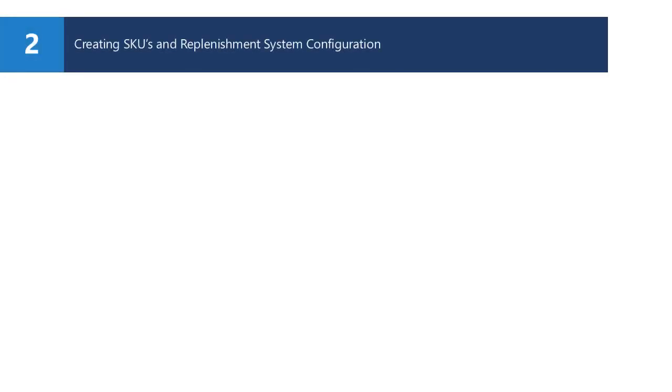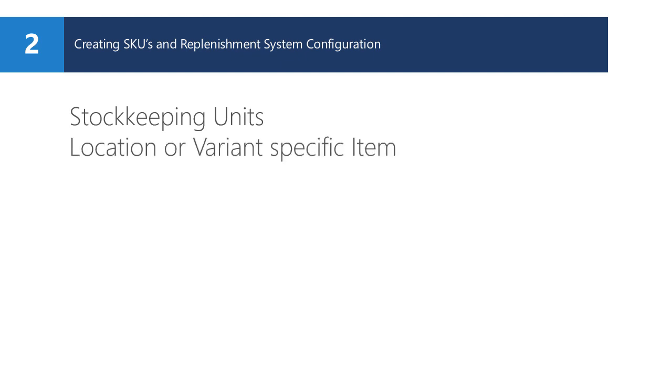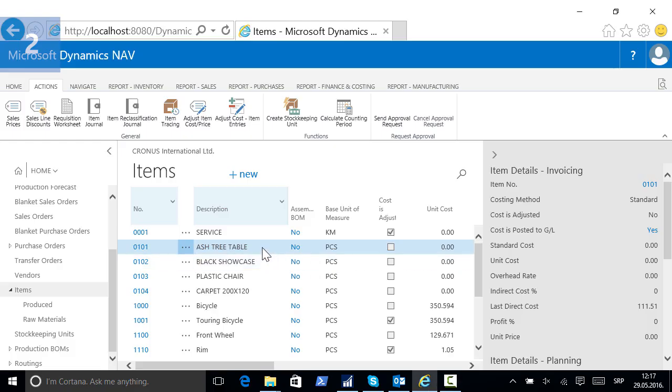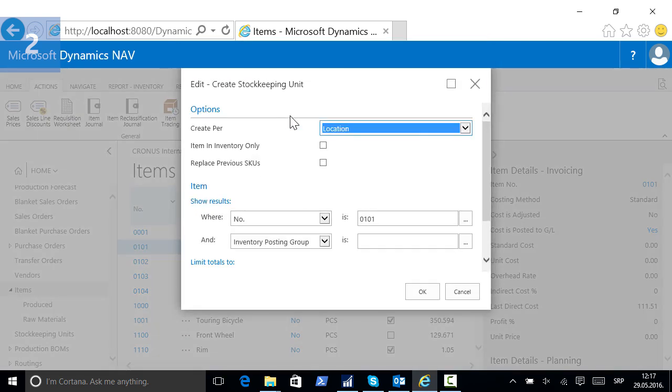Now, if we want to make it clear to our system, we need to use stock keeping units. A stock keeping unit is a location or variant specific item. In our example, we will use only a location specific item. To create stock keeping units, you need to run the create stock keeping unit command from the item ribbon, and in our example choose creating based on location.